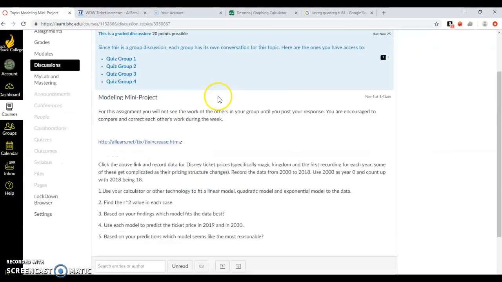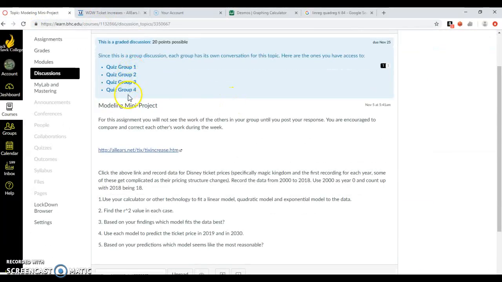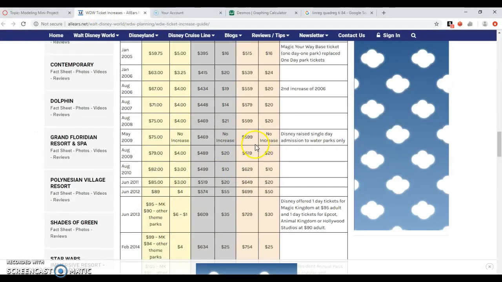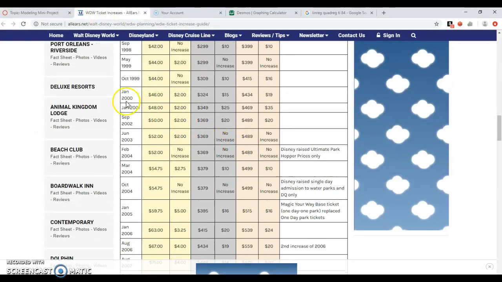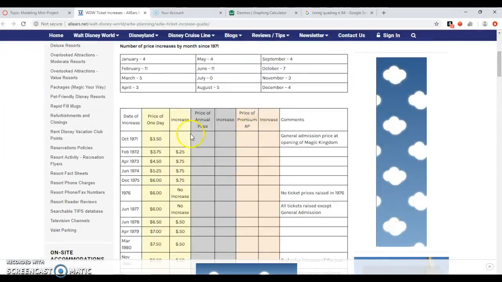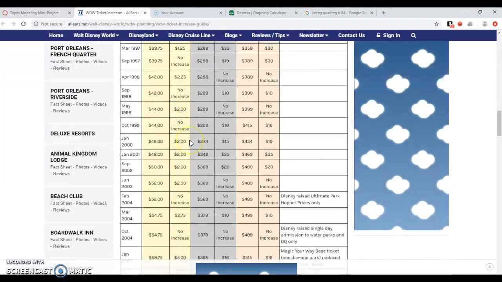Okay, we're here to look at the modeling mini project. You're in 4 groups for this. Only 1 person has posted so far as we look at this. You're supposed to look at this Disney ticket price data, and I asked you to go from 2000 to 2018, listing the first price available from each year for one-day tickets.